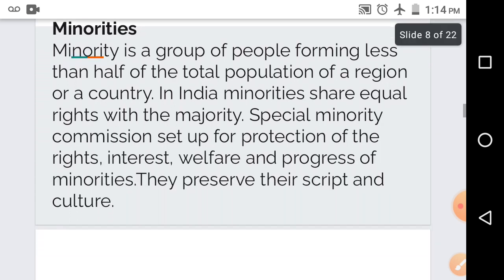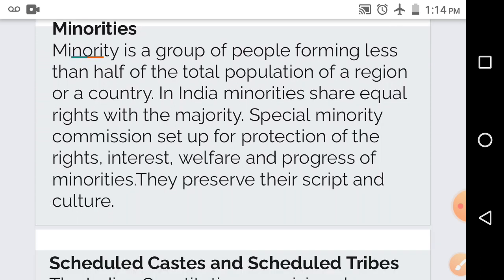Minority. What is a minority? It is a group of people which is not in the majority with regard to religion or language within a certain region or regions. There is no specific definition for a minority in the Indian Constitution. Generally, a group of people forming less than half of the total population of a region or a country can be called a minority. The concept of minority is not restricted to any religion, language, or region.